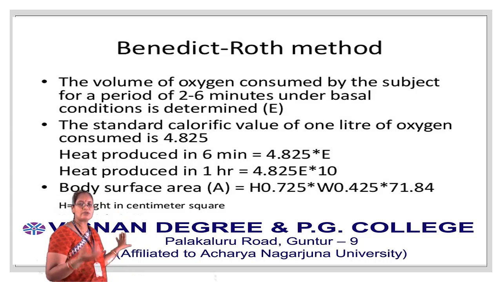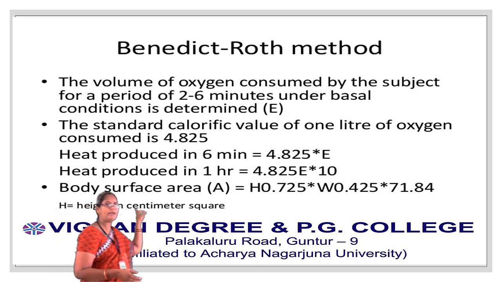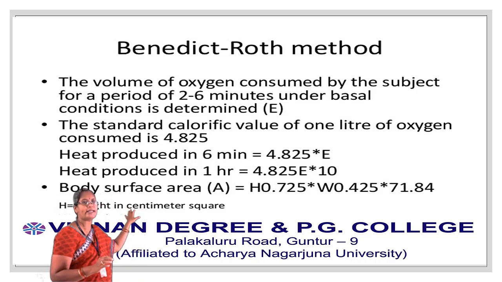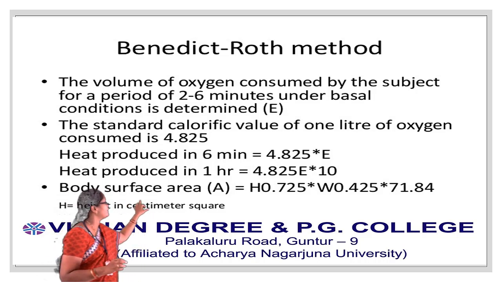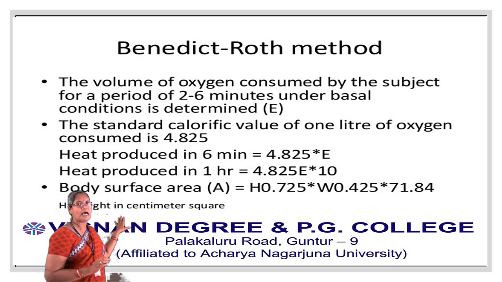Therefore, we have to calculate the heat produced in 1 hour. So, multiply that value by 10. The amount of heat produced in 1 hour is equal to 4.825 into E into 10.